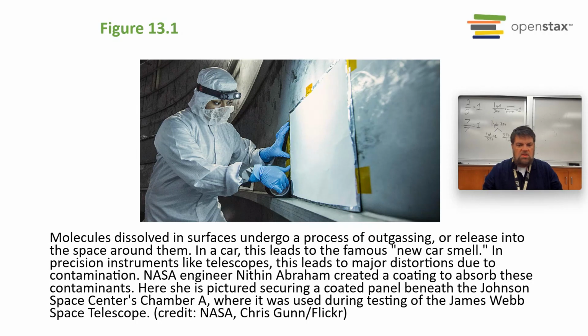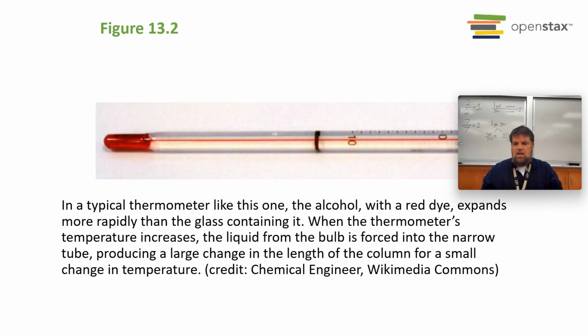And so this leads to major distortions and contamination. Here we have an image of a NASA engineer who's created some sort of coating to absorb these contaminants. So this image right here is going to absorb these gas contaminants. And so they're just putting this coated panel on the Johnson Space Center's Chamber A of the James Webb Space Telescope.